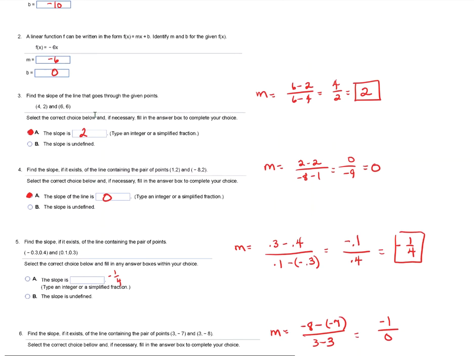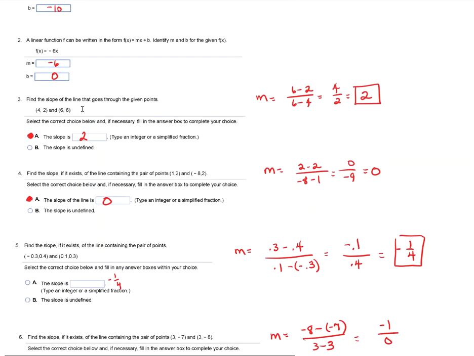Number 3, find the slope of the line that goes through these points. So I like to always start on the right. That's going to be my y2s and my x2s. You could start this way as long as you're consistent, but you'll notice that I do the other. So I have 6 minus 2 over 6 minus 4, which gives me 4 over 2 reduces to 2. So the slope is 2.